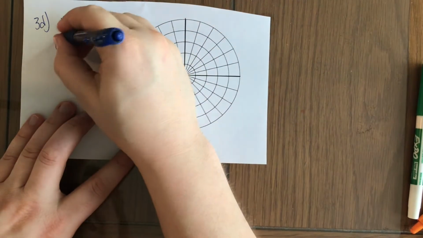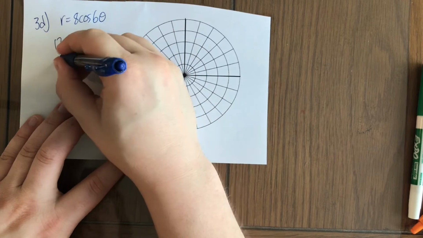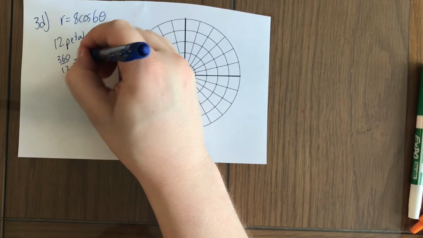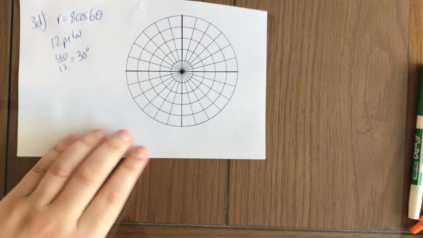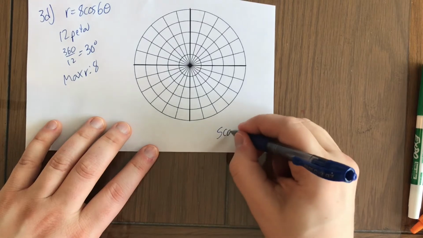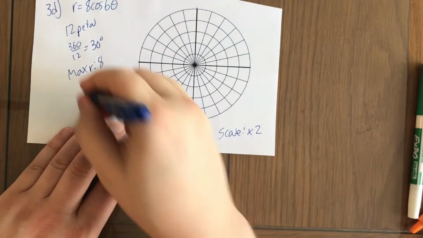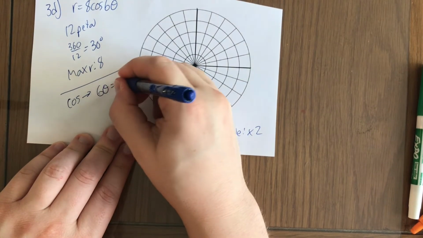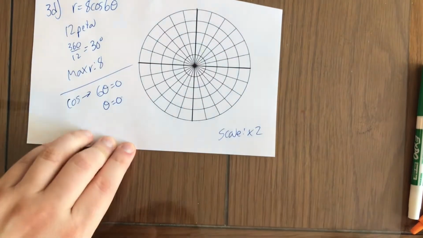3d, r equals 8 cosine 6 theta. Wow, that's going to be a 12 petal rose curve. And we're going to do 360 divided by 12. That is going to be 30 degrees away from each other. Our max radius is going to be 8, so I'm going to change the scale to times 2. You need to figure out where it starts. It's cosine, so that makes life easy. 6 theta equals 0. Theta equals 0 will be our starting point.